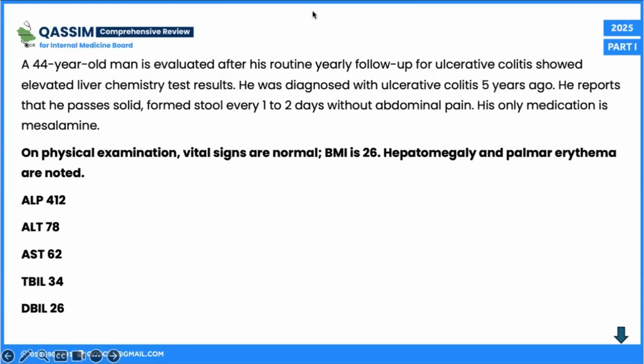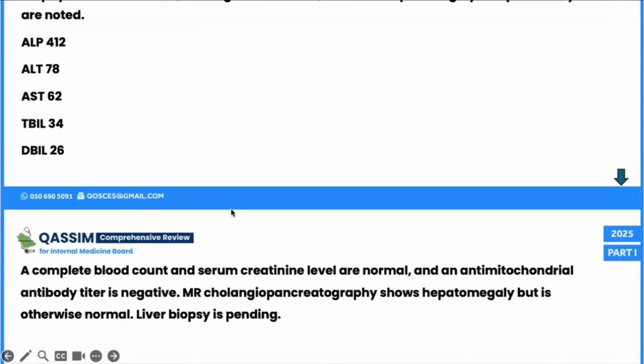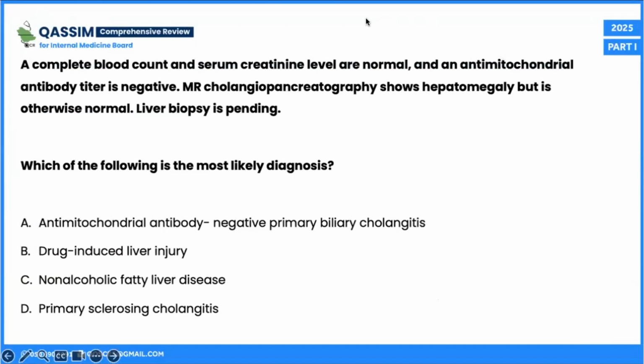So our ratio is less than 2. So which pattern of liver injury do we have? Cholestatic, yes, excellent. So it is cholestatic. Complete blood count and serum creatinine level are normal, antimitochondrial antibodies are negative, MRCP shows hepatomegaly but is otherwise normal. Liver biopsy is pending. Which of the following is the most likely diagnosis? Antimitochondrial antibody-negative primary biliary cholangitis, drug-induced liver injury, NAFLD, or primary sclerosing cholangitis?